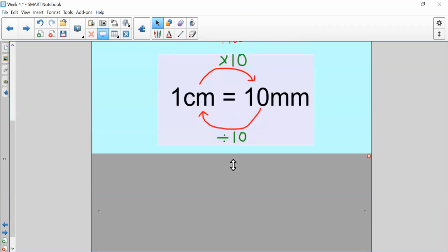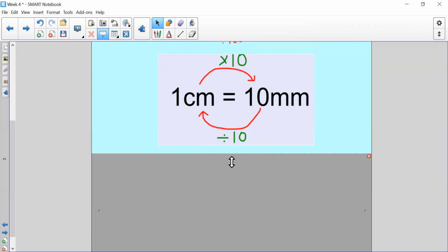We have 1 centimeter equals 10 millimeters. So we put our arrows there and we're timesing and dividing by 10. Hopefully you got that one correct. It doesn't matter if yours says 10 millimeters equals 1 centimeter and your arrows are pointing different ways, as long as when you go from the 1 to the 10, you are timesing by 10, and if you're going from the 10 to the 1, you are dividing by 10.